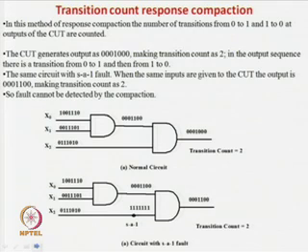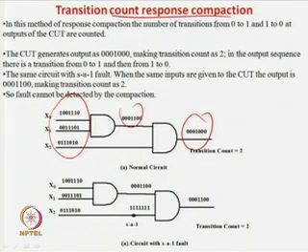So, there is another important compaction technique which is called the transition count. Say again the same circuit we consider. These are the inputs, and these are the outputs. So, what is the transition count? As the name says, you have to count when it goes from 0 to 1, and when it goes from 1 to 0. In this case, 0 to 0 is no change, 0 to 0 no change, 0 to 1 there is one change, and then 1 to 0 there is another change. So, the transition count is 2.